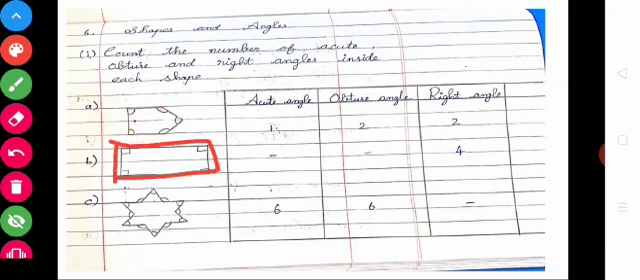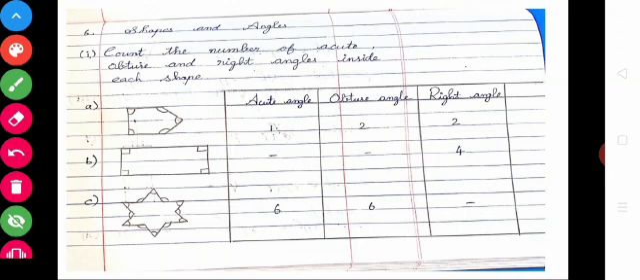See the next one. How many acute angles are there? None, so put 0. And then how many obtuse angles? None, so write 0. And then count the right angles. 1, 2, 3, 4. 4 right angles.